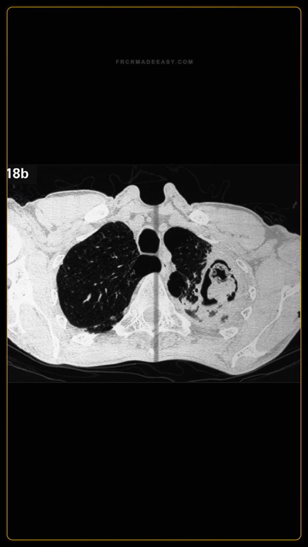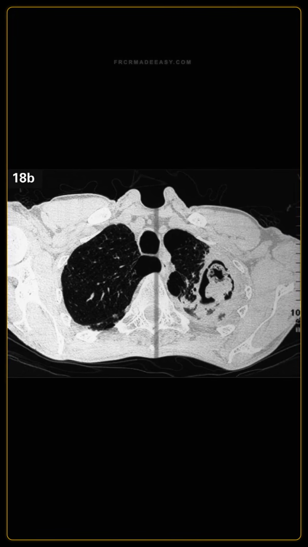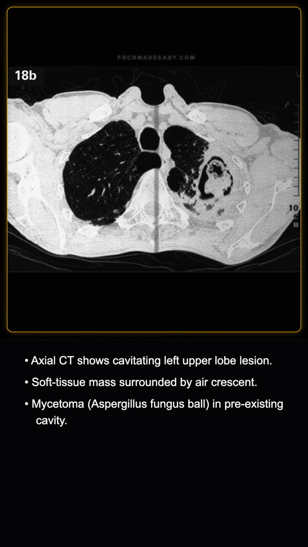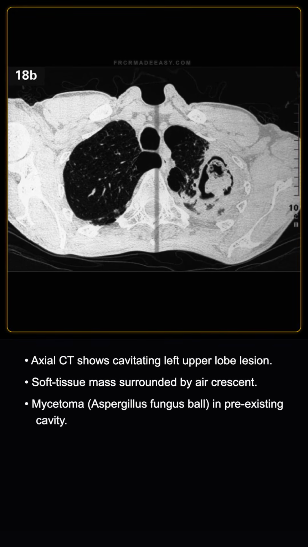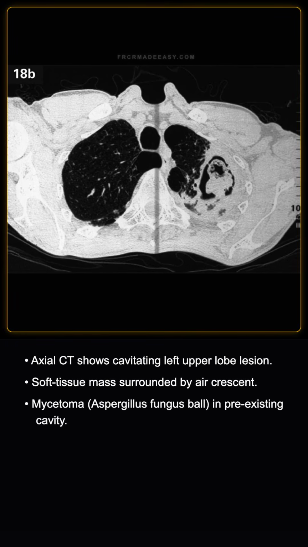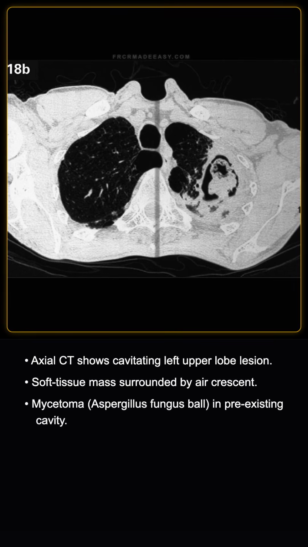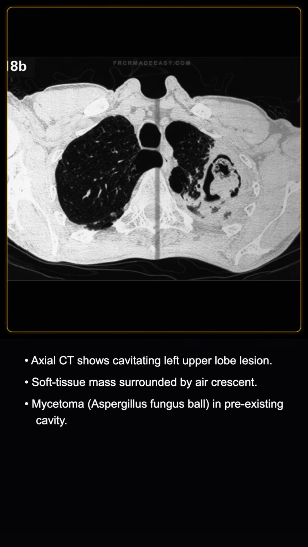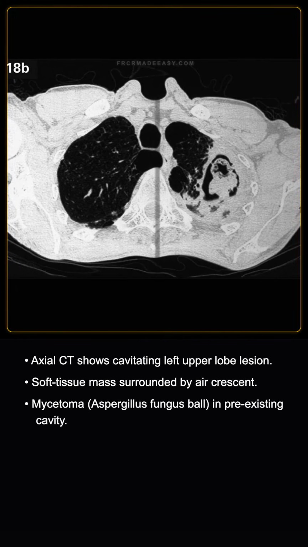I am displaying an axial CT scan. Describe the findings. This axial CT image demonstrates a cavitating lesion in the left upper lobe apical segment containing a soft tissue density mass surrounded by a crescent of air. This represents an aspergillus fungus ball, or mycetoma, which typically colonizes pre-existing apical cavities in patients with ankylosing spondylitis.